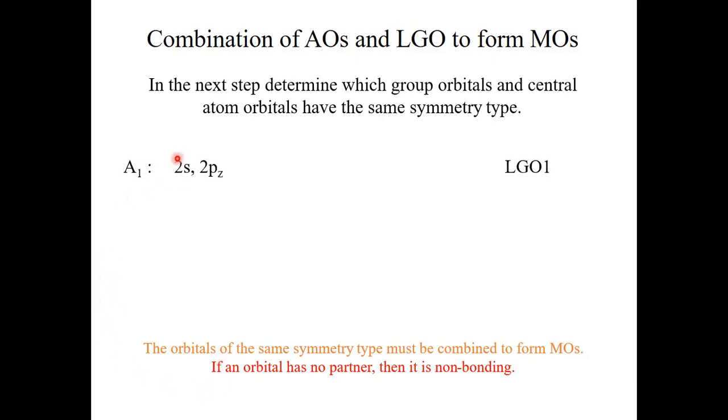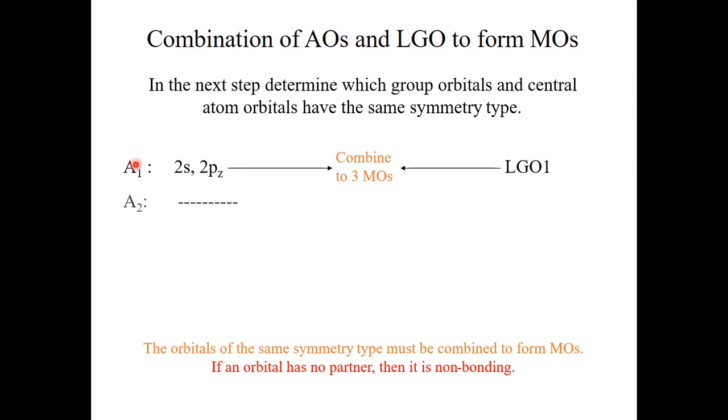So we said that the 2s orbital and the 2pz orbital have symmetry type A1. We also determined that one of the ligand group orbitals has the symmetry type A1. So that means that we can combine these three now to form molecular orbitals. So now the number of molecular orbitals is always the same as the number of the orbitals from which they have been made. So we combine three, therefore we actually get three molecular orbitals, and they have the same symmetry type A1. We have three molecular orbitals with symmetry type A1.